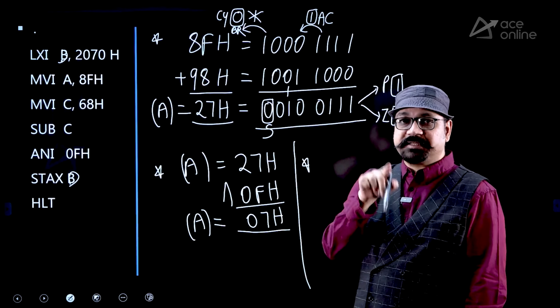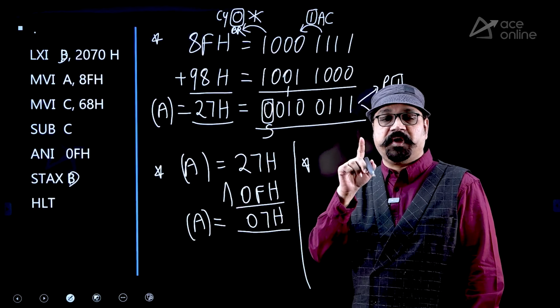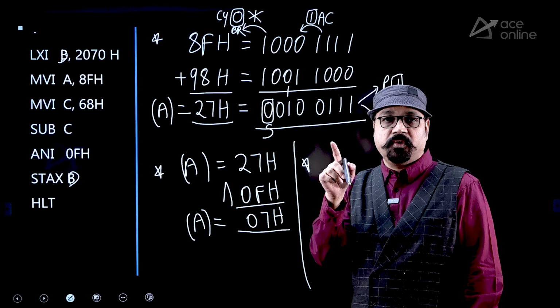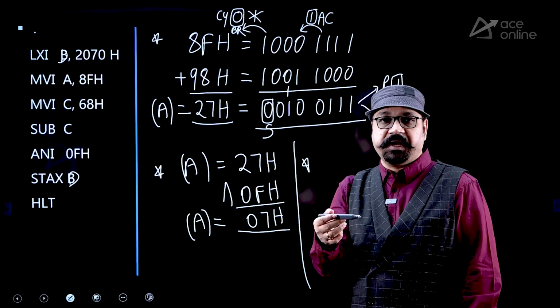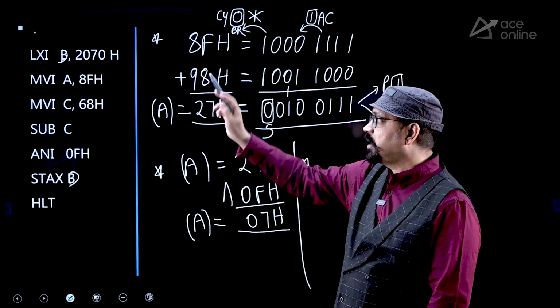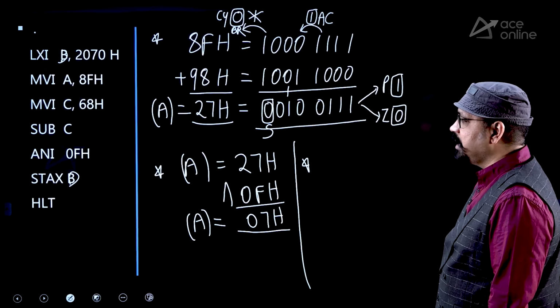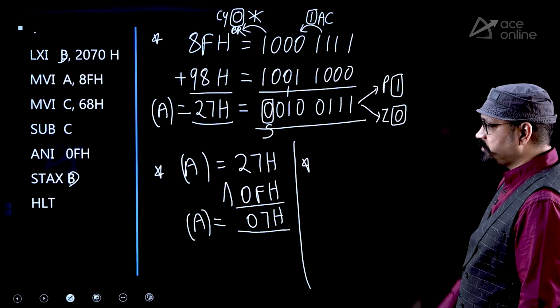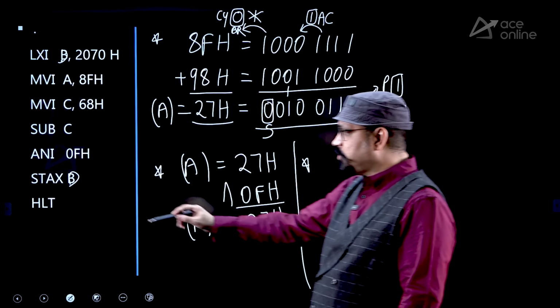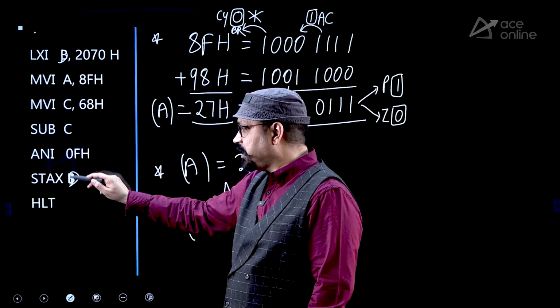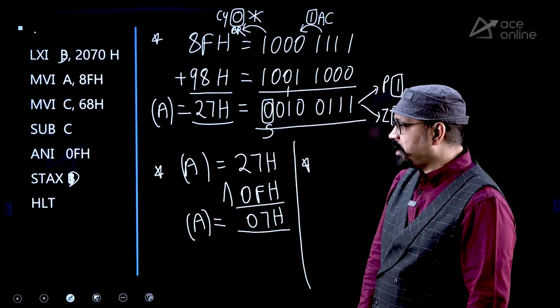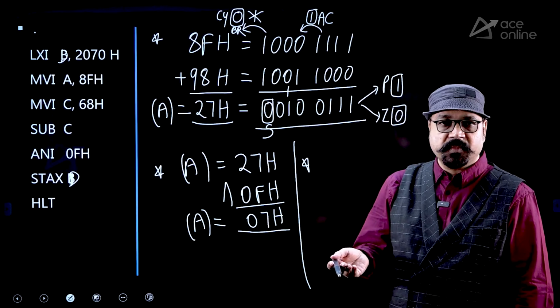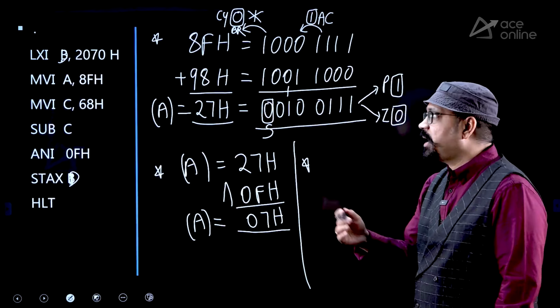STAX D, now not STAX B, because they asked the content of memory location 2070. C got changed to D, right? So I changed it properly, right? I corrected the error in the program. STAX D. STAX D means what? Store the accumulator content into a memory location whose address is available in the DE pair.